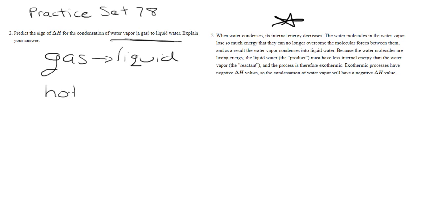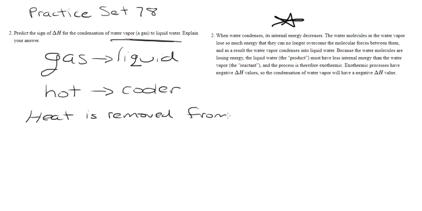We know that gases are going to be hotter or warmer than something in the liquid phase. So we're going from a phase that is warmer to a phase that is cooler. In order to do that, instead of heating it up, heat is removed from the system.